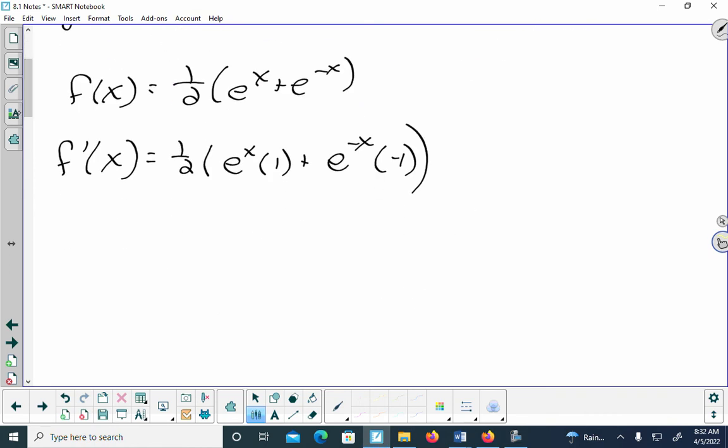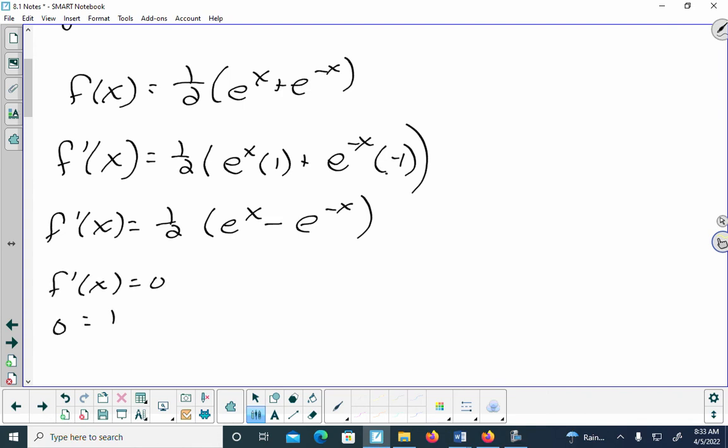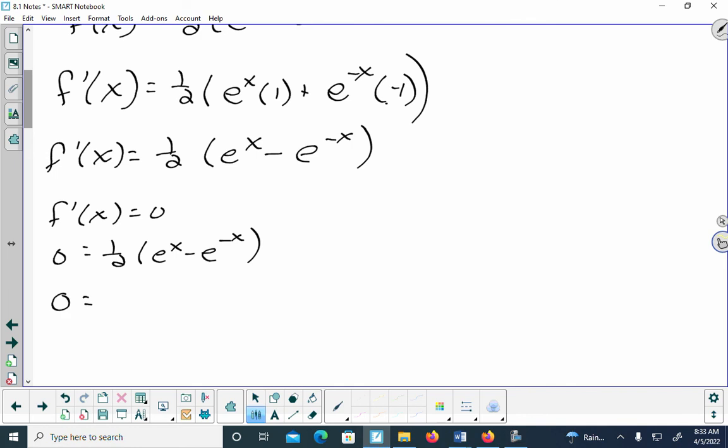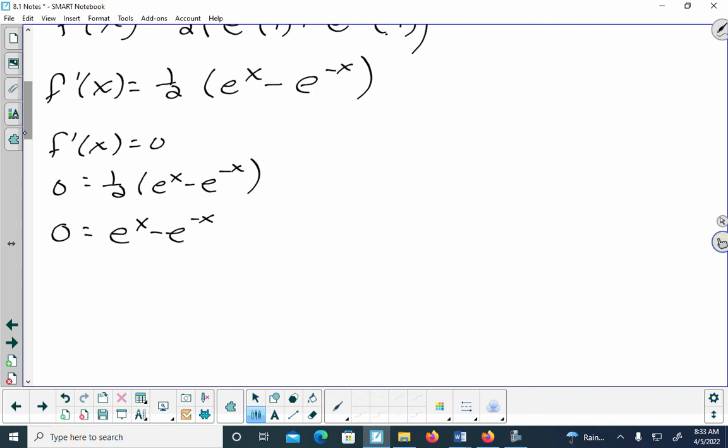So when I have this, I am going to just rewrite this as 1/2 times e to the x minus, because of that negative sign, e to the negative x. I'm going to first set this derivative equal to 0. And when I do that, I'm going to have 0 is equal to 1/2 times this parenthesis. Then I am going to multiply both sides by 2, so it's still going to be 0. Now, since they're set equal to 0, I'm going to bring this over here. So I'm going to say e to the negative x is equal to e to the x.